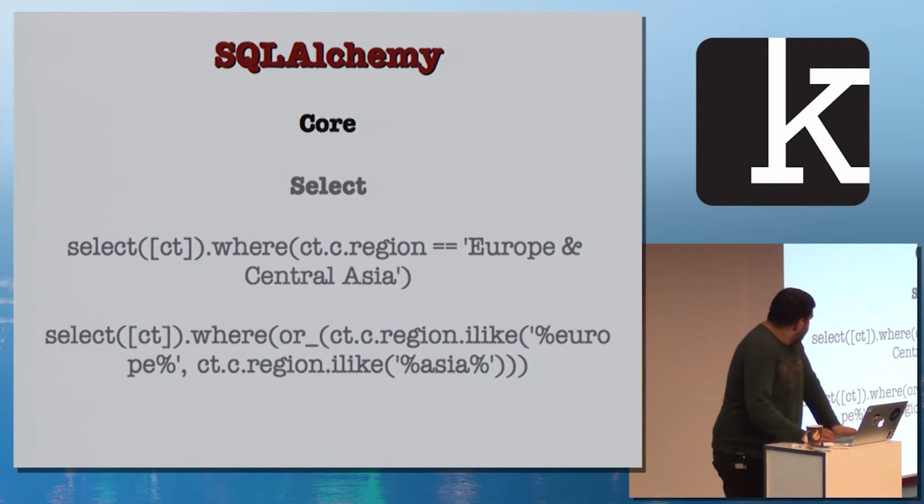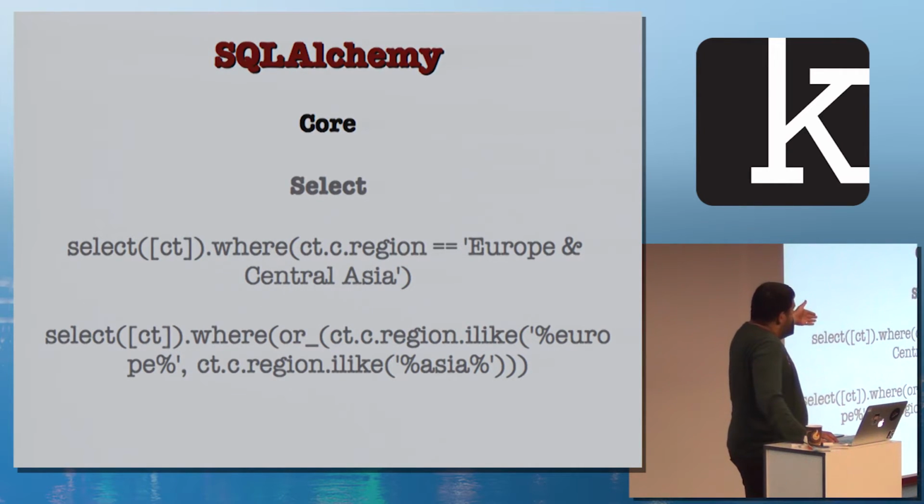And in the first query, all we want is the list of countries of which region is Europe and Central Asia. And in the second statement, we are asking SQLAlchemy to generate a query to list the countries of which region is like Europe or Asia. This is called SQL expression language, which is a powerful tool of SQLAlchemy, and you can understand what I meant by function-based query generation. So you write Python, and it generates SQL.